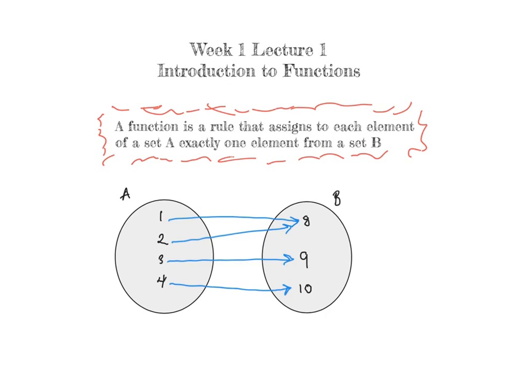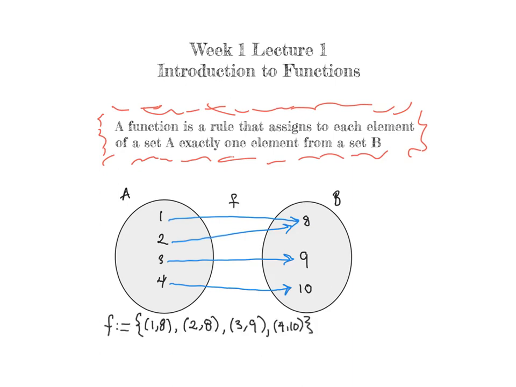In other words, 1 only gets paired with 8 and nothing else, and likewise 2 only gets paired with 8 and nothing else. For short, let's label this rule or assignment F. We can think about F as a set in its own right, namely a set of ordered pairs. More specifically, this set of ordered pairs.